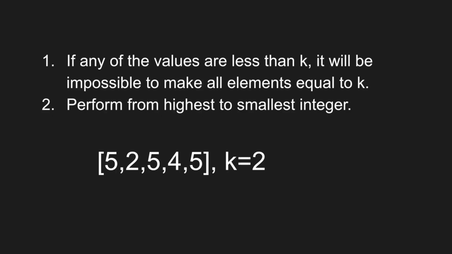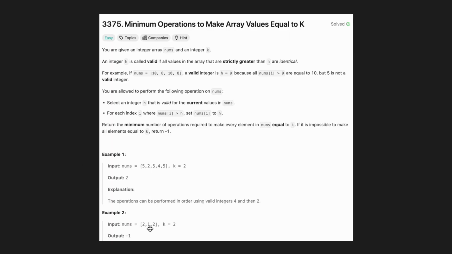Before we get to how we can solve this problem, we should acknowledge that if any of the values are less than k, then it would be impossible to make all the elements equal to k. So for example, in this example, if there's an element like 1 that's less than k, then it would be impossible. So that's why we just return -1.